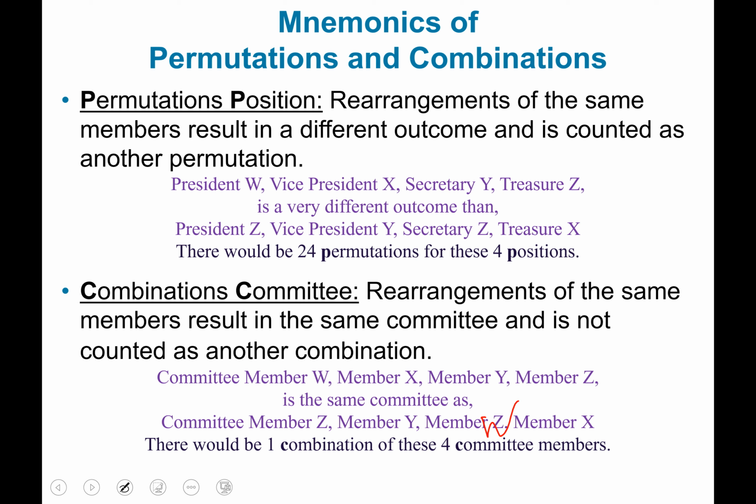So I like this slide showing that there can be 24 permutations of 4 people, but only 1 combination of those 4 people. That's quite a difference. So you just have to make sure you're counting whatever you're being requested to count, permutations, or you're being requested to count combinations.